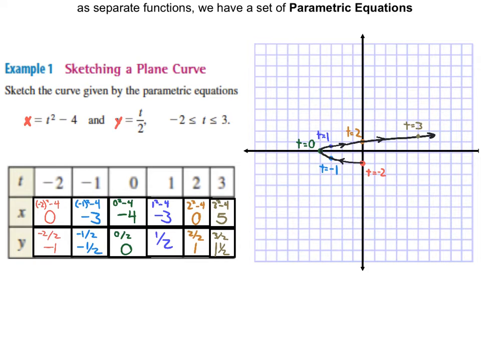But that is basically how you would sketch a graph in parametric. We don't do a lot of sketching, but I want you guys to understand how this is working, because it's helpful when you're interpreting the situation or trying to figure out what's going on in the situation. Okay? Does that make sense? So that's what a set of parametric equations is.